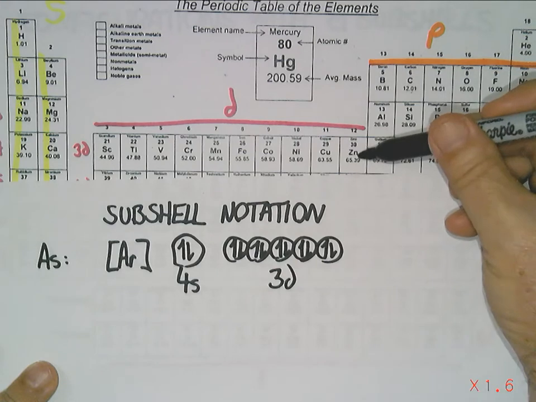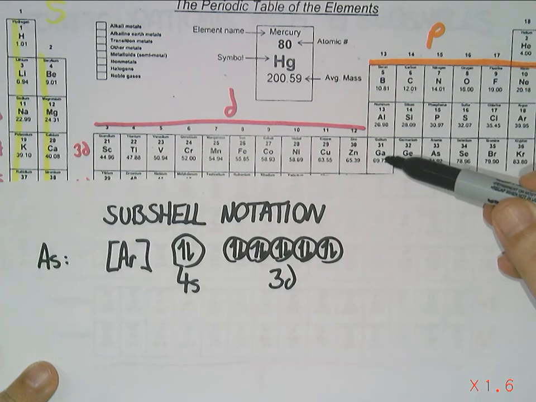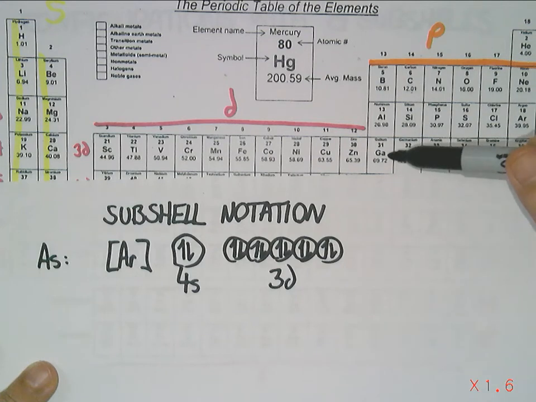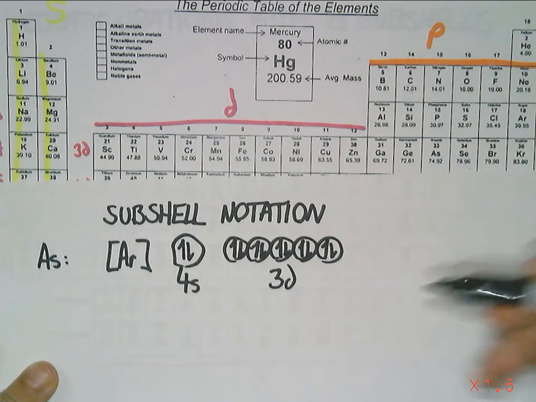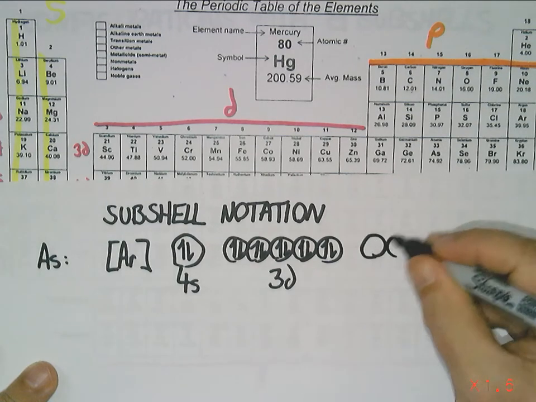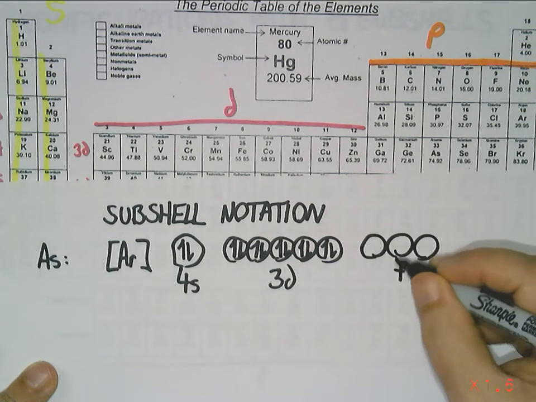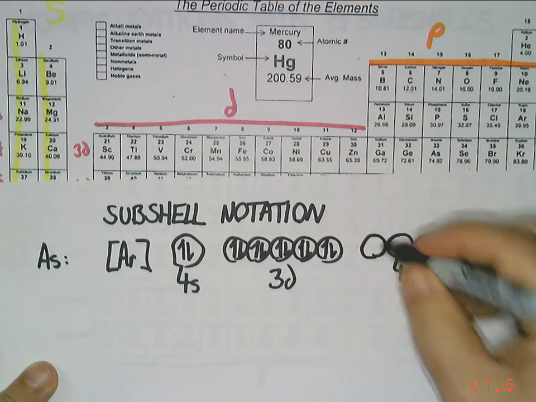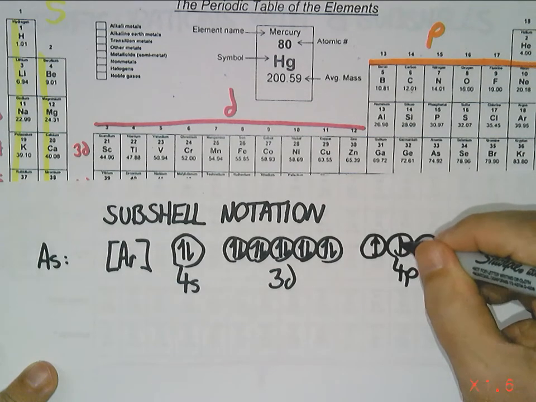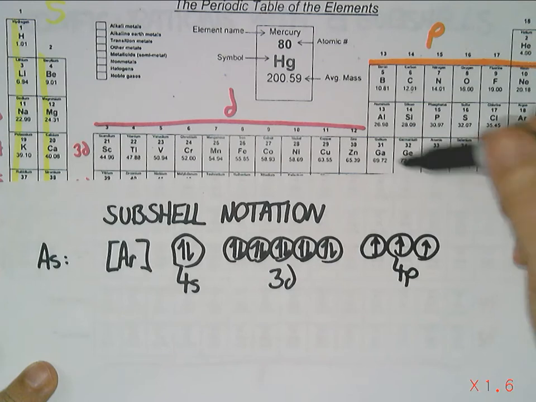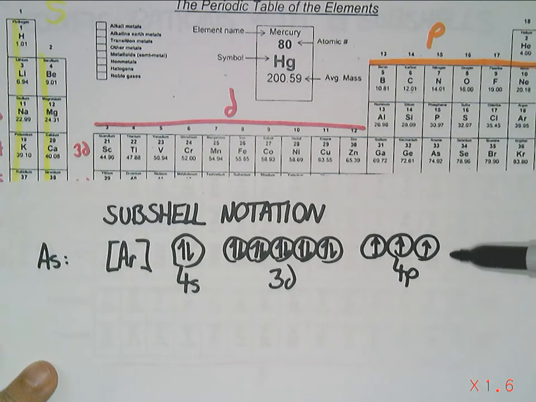So now I'm here, and now I'm starting to count into the p block. I'm in the fourth row, so this is a 4p. 4p1, 4p2, 4p3. Three. Okay, p's always have 3 orbitals, and there I put 3 electrons in there. So there are 3 unpaired spins.